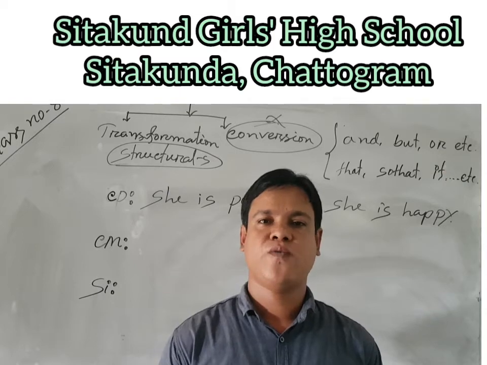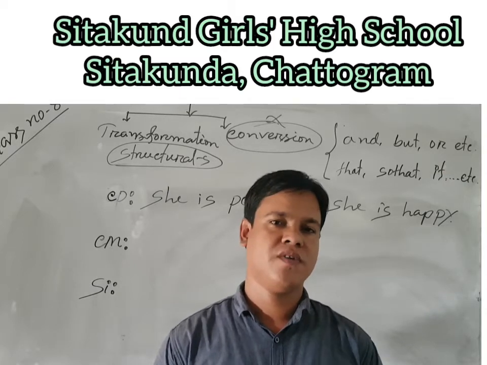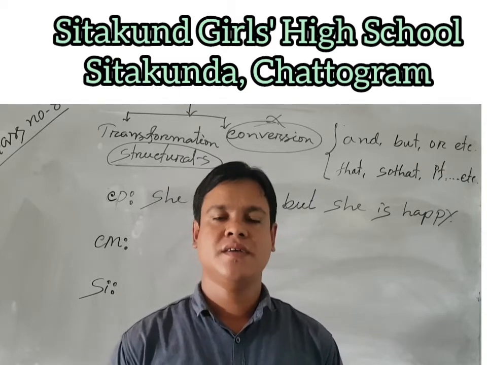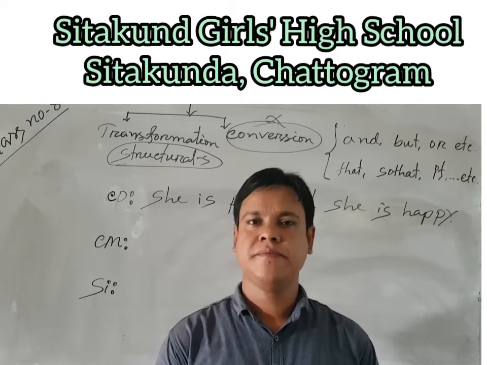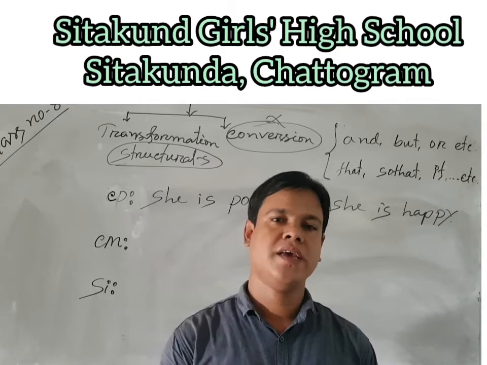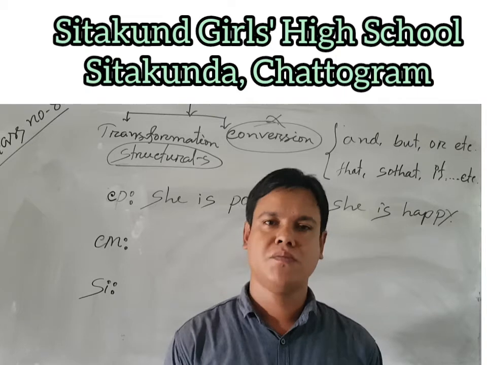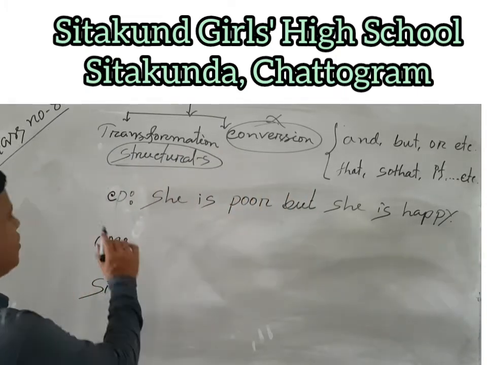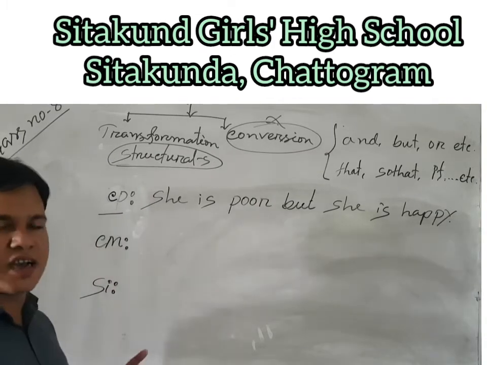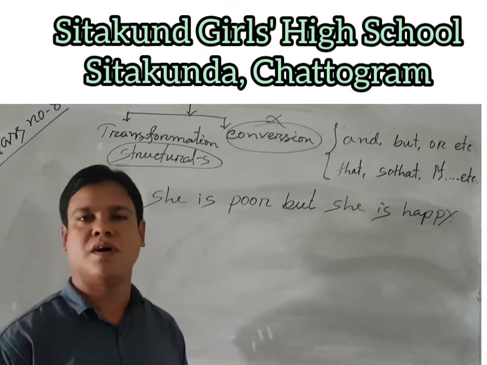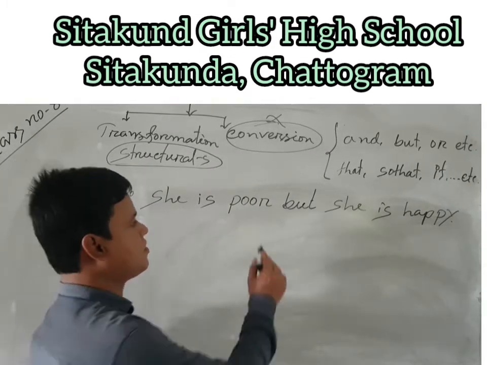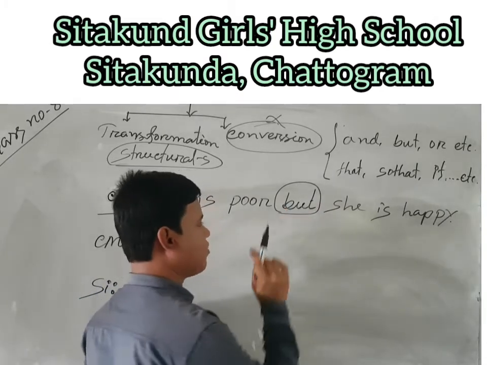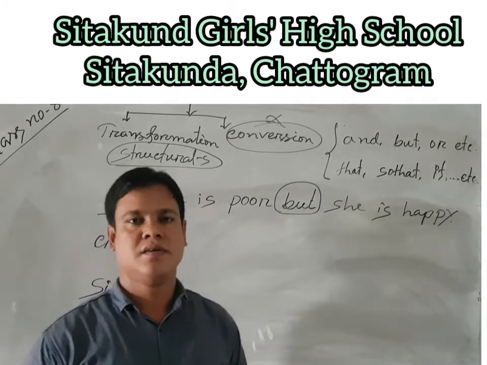That means there will be no existence of a conjunction, and there can be only phrases, one or more phrases. Students, look at the whiteboard. This is a compound sentence. This is an example of a compound sentence because the sentence contains a coordinating conjunction, but.